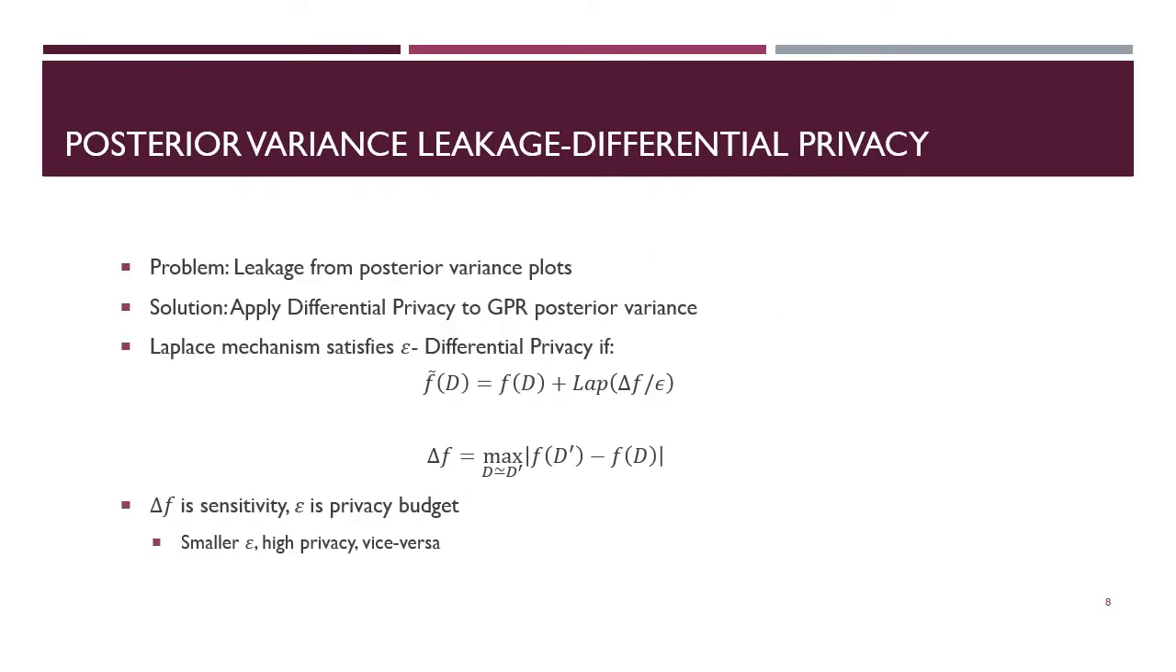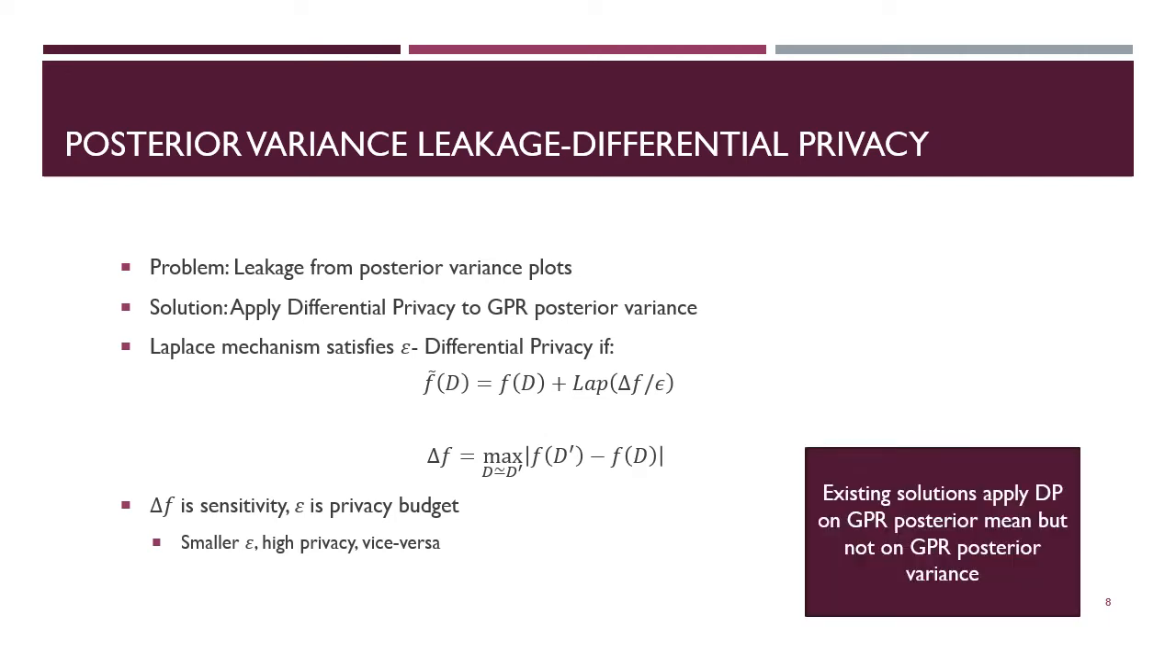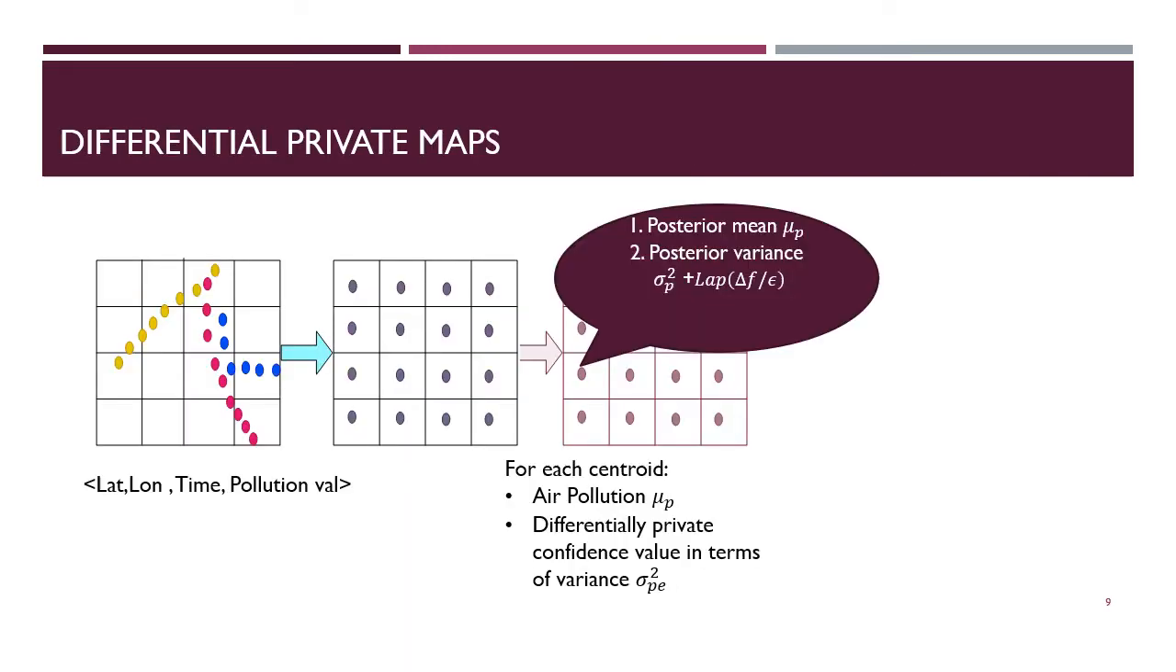To prevent leakage in posterior variance plots, we apply differential privacy. Existing solutions apply DP on the GPR posterior mean but not on the GPR posterior variance. Here, however, we need to apply DP on the GPR variance plots as they leak the trajectory information. We use the Laplace mechanism to provide the differential privacy guarantees to our function, the posterior variance. We see that after applying DP, we can release differentially private maps.